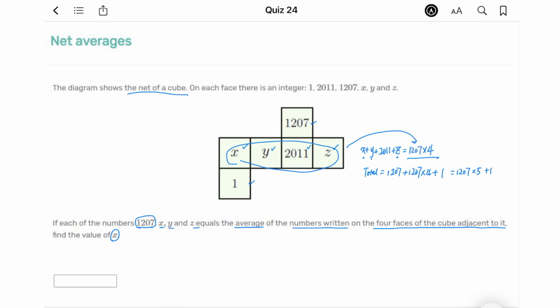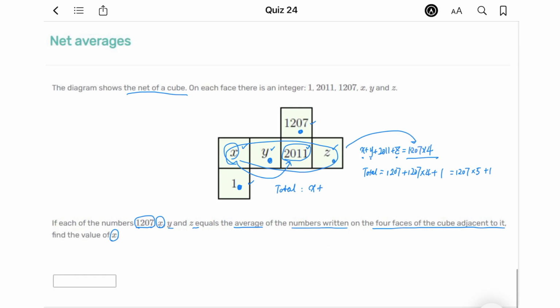Next, let's use the average x. The face opposite x has a number 2011. So we can also work out the total of all the six numbers, which is x plus 4x, the sum of 1, y, 1207, and z, plus 2011, which equals 5x plus 2011.